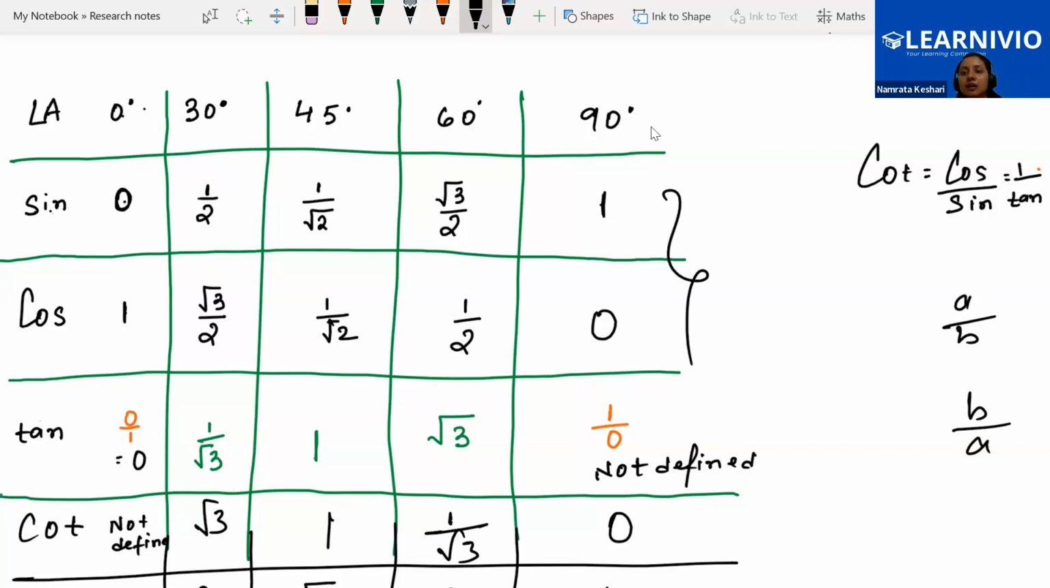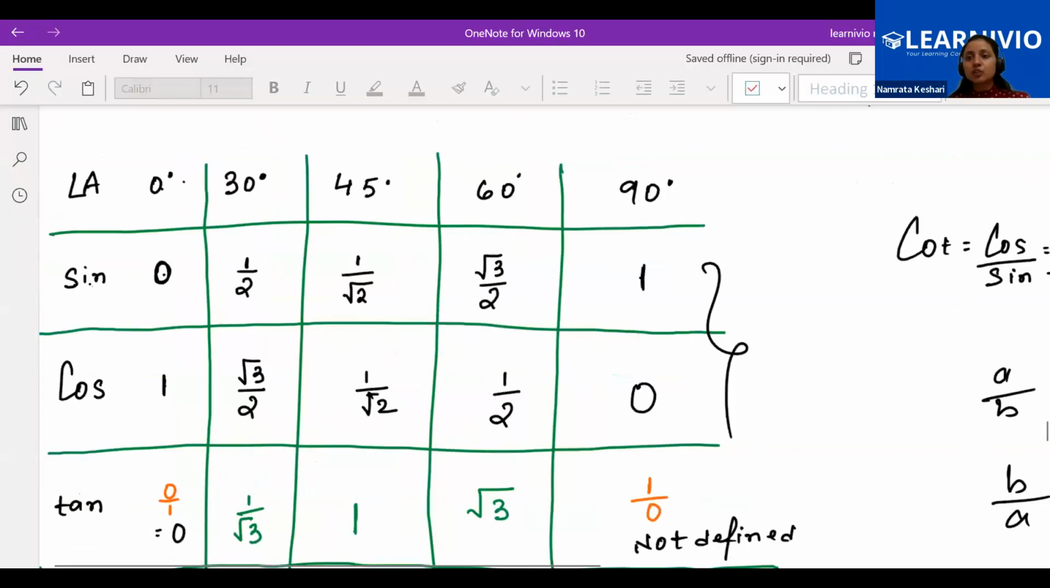Okay, ma'am. Okay, then I am stopping here. Today's homework will be this only. You have to learn the trigonometry.